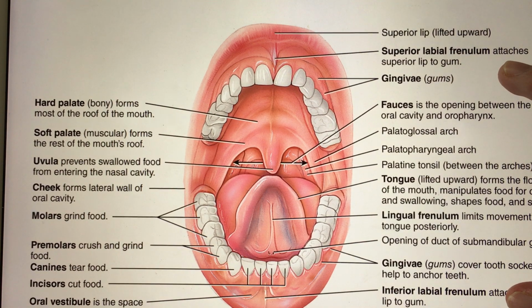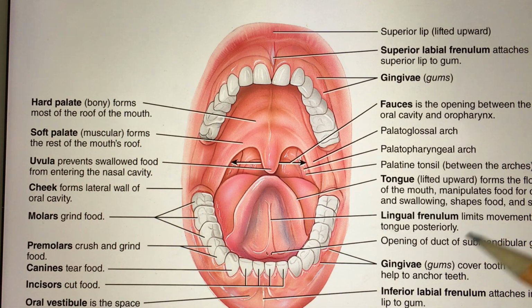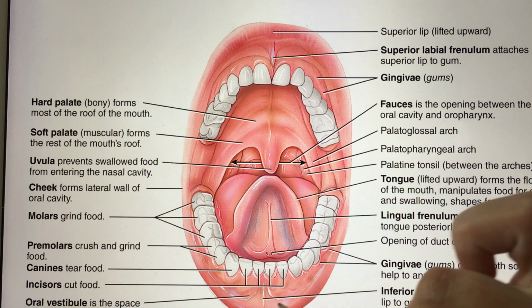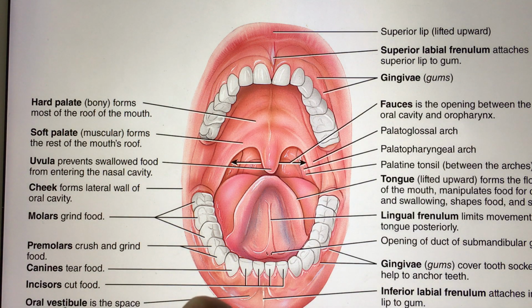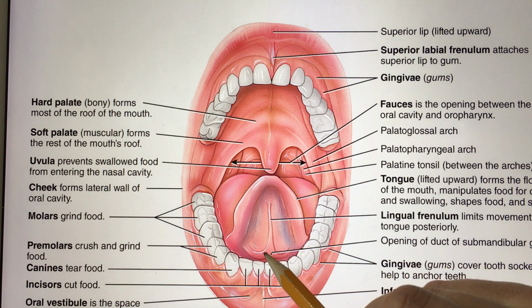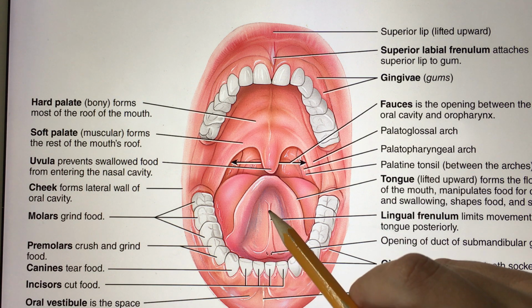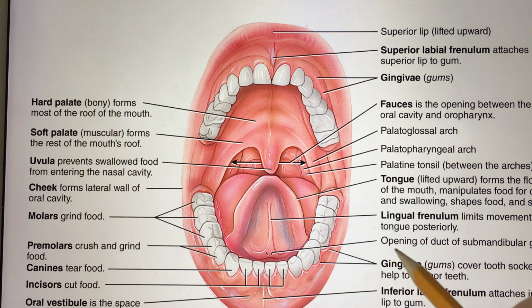Some things that I might have missed will be the space between the lips and the teeth. This is called the oral vestibule, the space between the cheeks, lips, and gums and the teeth. Under the tongue, there's going to be two openings right below the frenulum. These are the openings of the ducts of the submandibular glands that produce saliva.